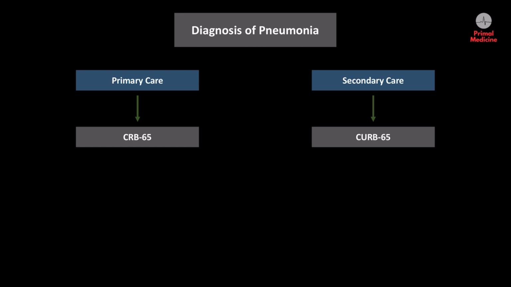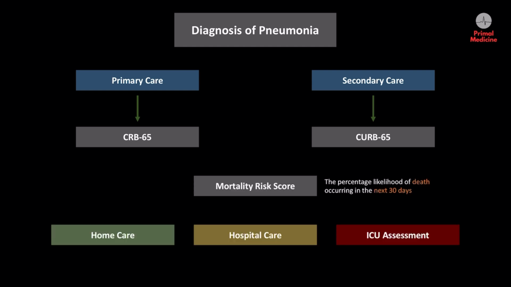Now, if we make the diagnosis in primary care, which means in the community, we will use a variation of the CURB-65 score, the CRB-65. In secondary care, we will use the full CURB-65 score. And from this, we can obtain the mortality risk score for the patient with pneumonia. And this is the percentage likelihood of death occurring within the next 30 days.